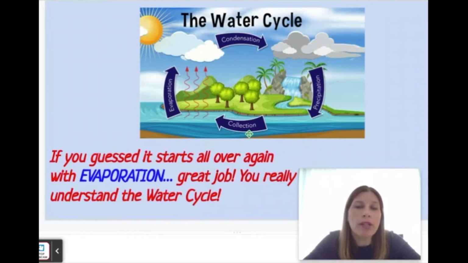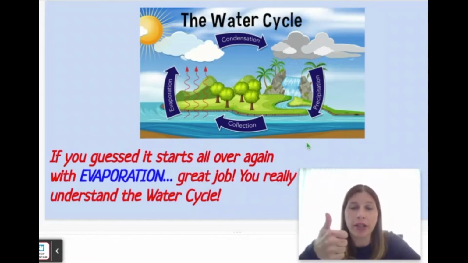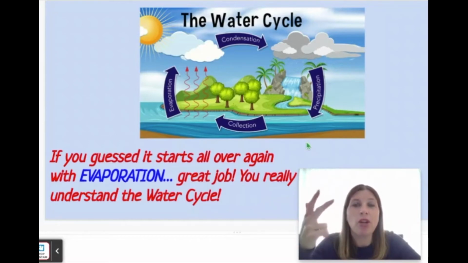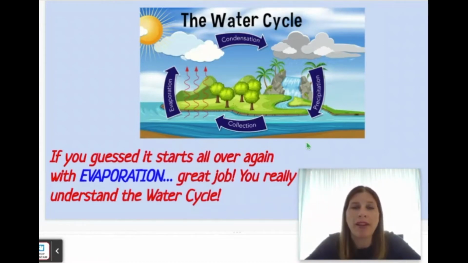Now we are going to make our model of precipitation. So if you have your materials, your clear container, your shaving cream, your water, and your food coloring, you can put it in front of you and follow along. If you need a minute to go get those things, no problem. Just pause my video like you did earlier, and you can restart it when you're ready to go.